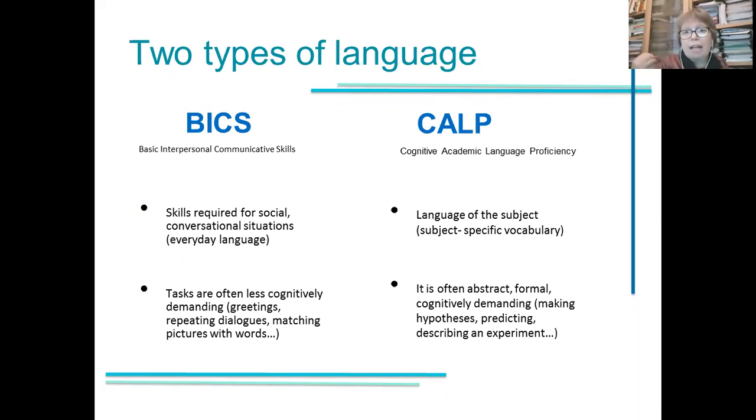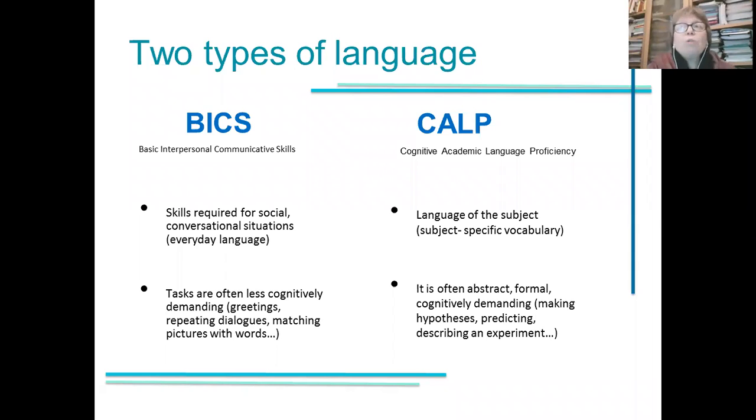It often is abstract, formal, more demanding, because if I study science or history, what do I have to do? I have to predict, I have to describe an experiment, I have to use the language of the science. If you think of an experiment about floating and sinking, floating and sinking are two words that are very scientific. In everyday language, a child aged 5 doesn't use the word sink or float. They say it stays up or it goes down. So I have to teach them.